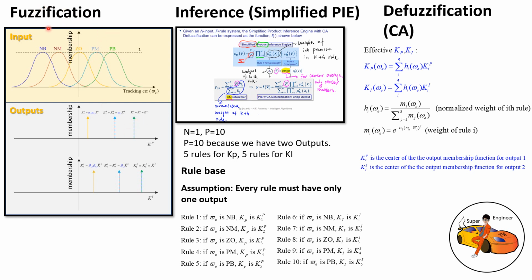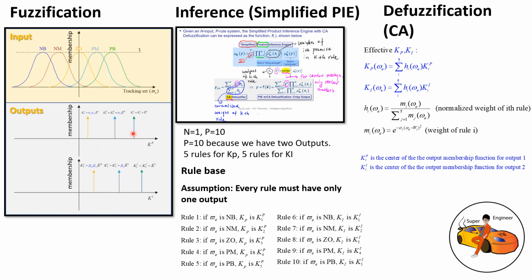Then the fuzzification: basically we are monitoring this tracking error, and we are saying it has 5 fuzzified linguistic values: negative big, negative medium, 0, positive medium, positive big. And for the output, it's almost like a singleton output, a crisp output. So this is similar to a TSK fuzzy model.